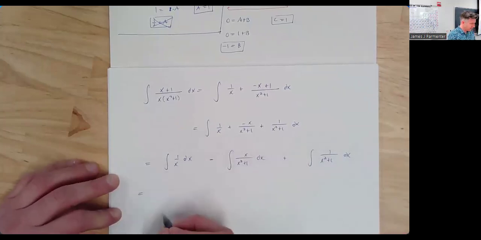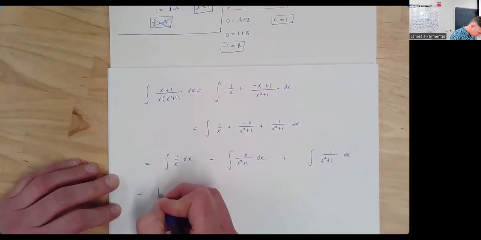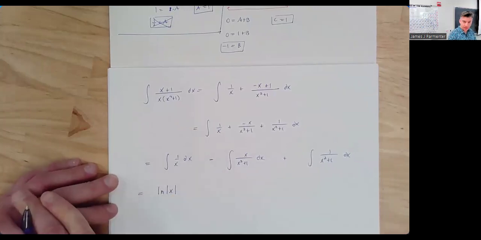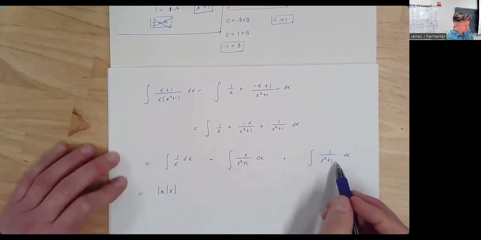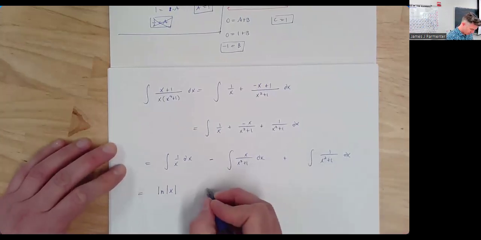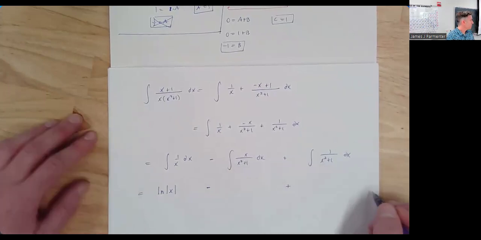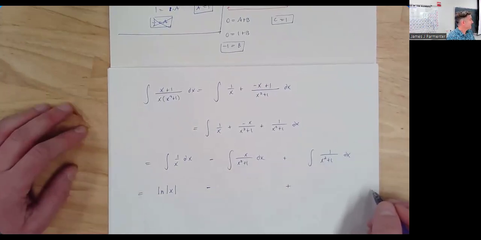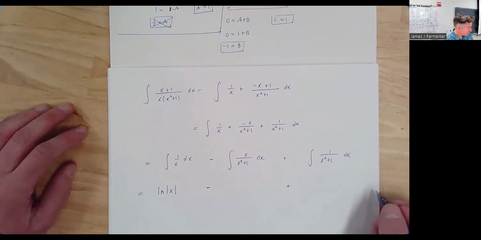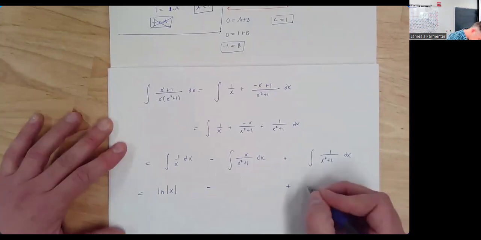What's the integral of 1 over x? The natural log of the absolute value of x. And what about the integral of 1 over x squared plus 1? Someone could say something. I think you know it. It's definitely arctangent.